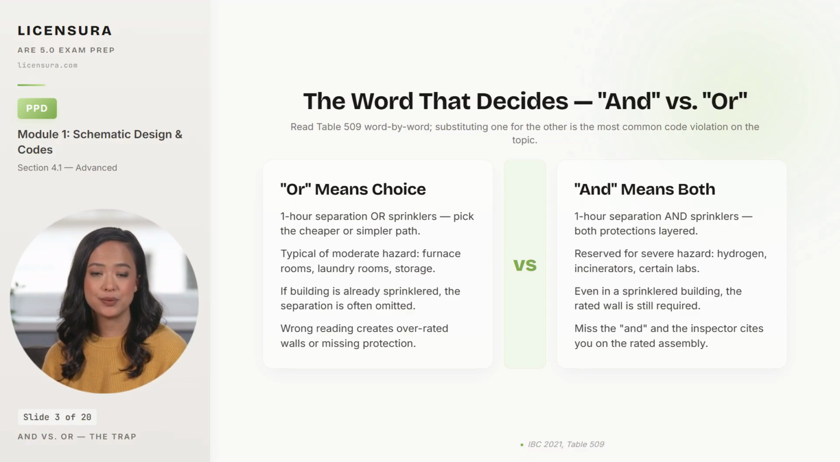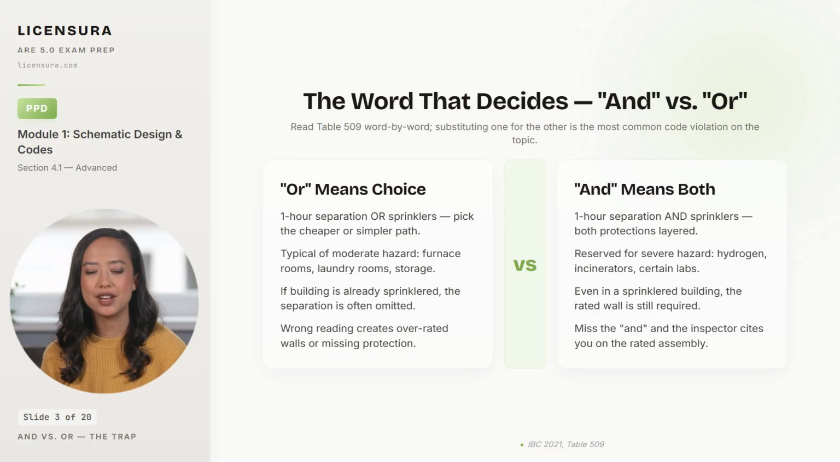And means both. One hour separation and sprinklers, layered. That rule is reserved for severe hazard incidental uses, like hydrogen fuel gas rooms and incinerator rooms. Even when the rest of the building is fully sprinklered, the rated wall around an AND rule room is still mandatory. Substitute OR for AND on a hydrogen room, and the inspector cites you for a missing fire barrier, the plan goes back and you fail the permit cycle. Substitute AND for OR on a furnace room, and you've over-designed the building, but at least the code is satisfied, though the owner will not be amused by the construction cost.